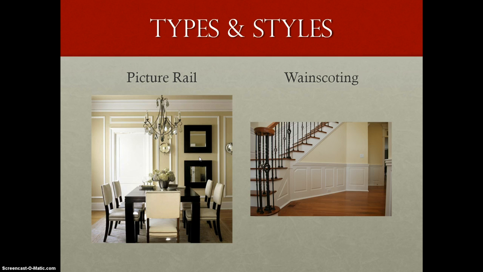Wainscoting is a type of molding that includes wooden panels, and those panels line the wall. It's placed on the lower part of the wall, and it's finished differently than the rest of the wall. So in this picture, we see that the wainscoting is the white part with those panels, and it is finished differently, and it's on the bottom half of the wall.